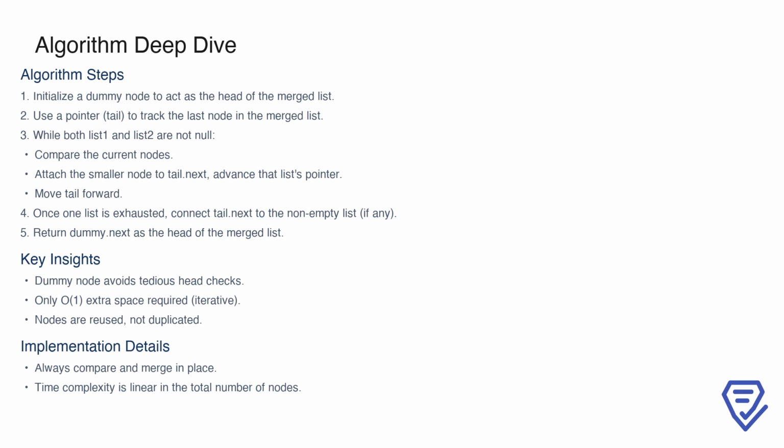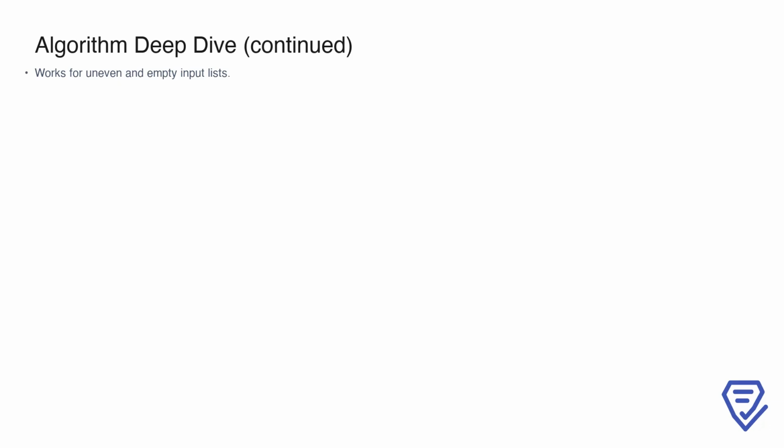The dummy node trick is essential, as it avoids handling the empty result case separately and ensures cleaner code. This method is efficient, straightforward, and optimal for this problem.